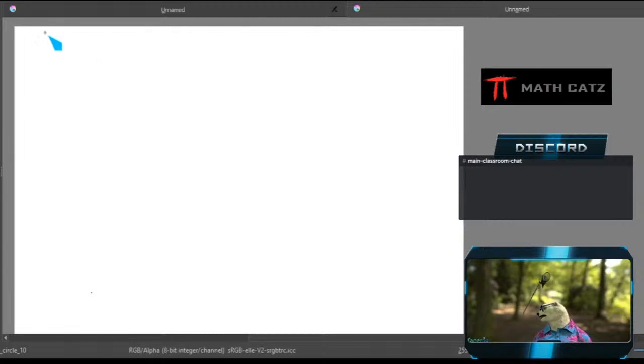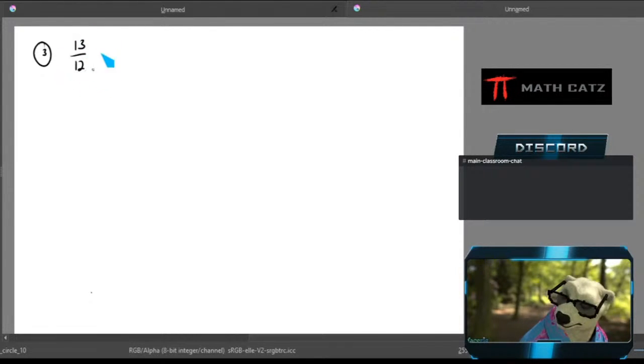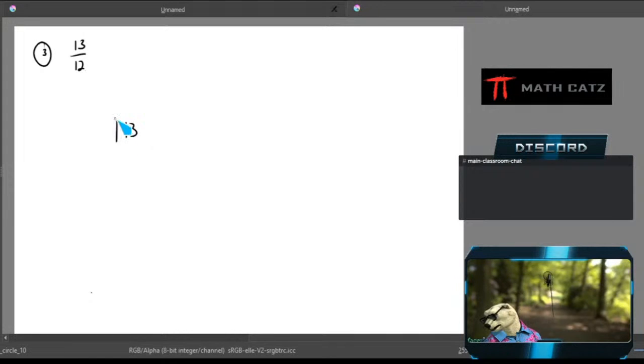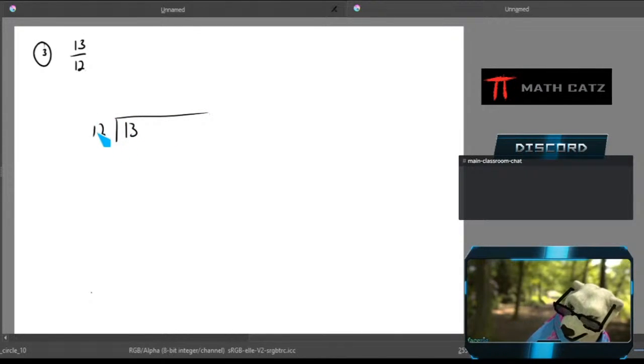Let's just do one more. This is number 3. 13 over 12. Now let's suppose we want to leave it like this. And instead of converting it to a mixed number first, maybe you don't even want to bother with that. It really doesn't matter what form the original fraction is in. I'm still going to have to divide by 12. 12 goes into 13 once. 1 times 12 is 12. Take it away. I have 1 left.